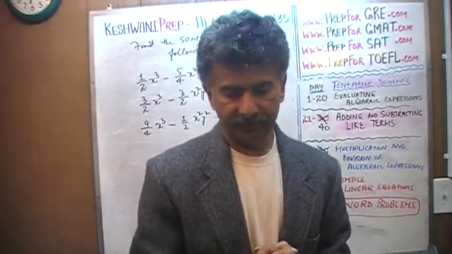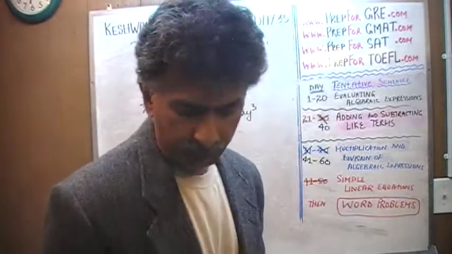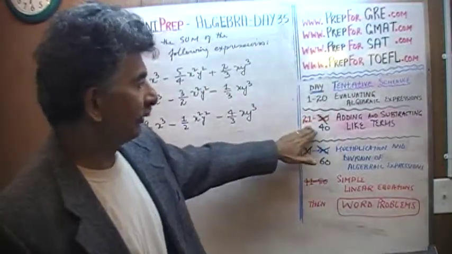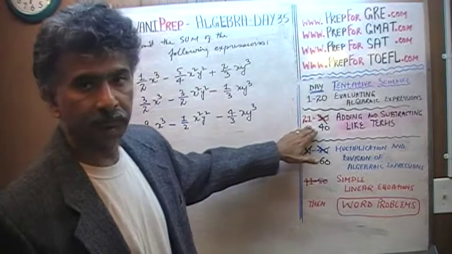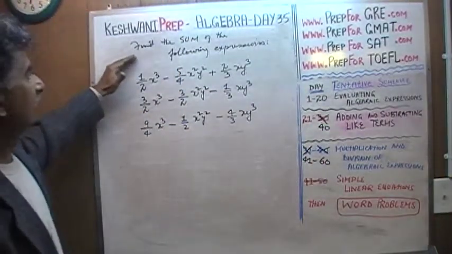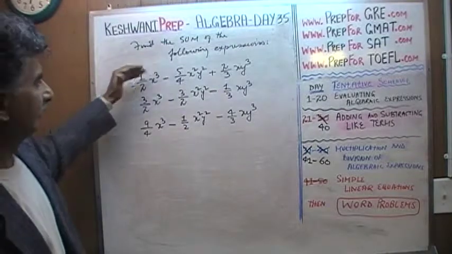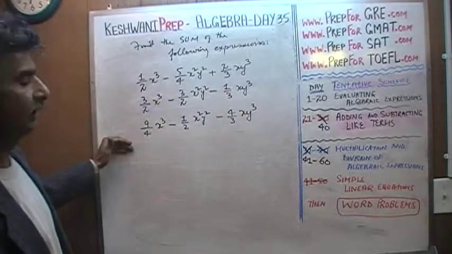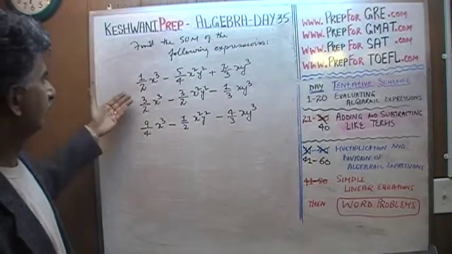We are here because we want to learn algebra. Today is our day number 35. The problem is already on the blackboard. We are in the process of learning how to add and subtract like terms. Here's the problem. We are asked to find the sum of the following three expressions.